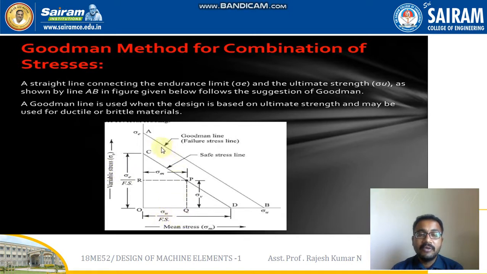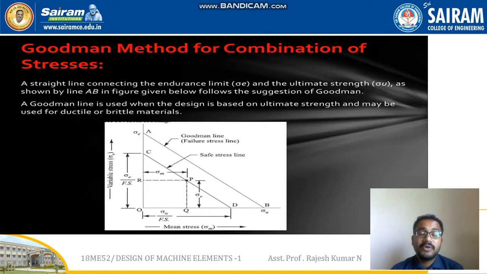We are discussing the Goodman failure stress line. Let me draw the Goodman line, that is the failure stress line, from A to B, where A is the endurance stress point and B is the ultimate stress point. This is the Goodman line. It means if any material lies exactly on this particular line, then we will call it failure due to fatigue for the brittle material.